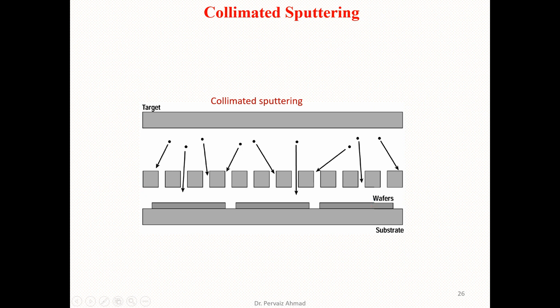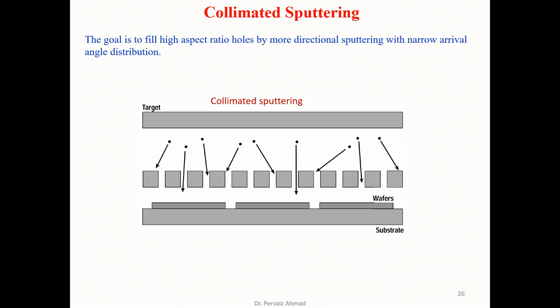So what is actually happening in collimated sputtering? Let's start the formal discussion. The goal of collimated sputtering is to fill high aspect ratio holes by more directional sputtering with a narrow arrival angle distribution, just like you can see here. This is the main goal of this particular kind of sputtering.